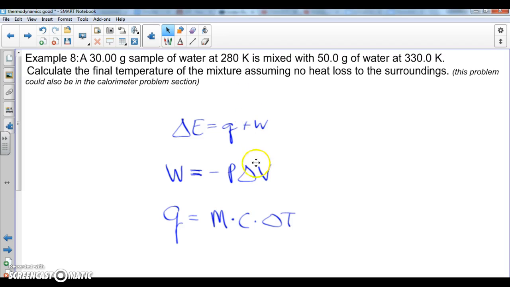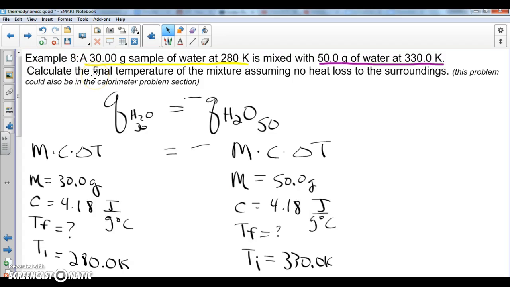So once again, if this was mixed up on a mastery quiz or test, we know we need to have T's. So we know to use this one. Okay, lots of stuff on here, but for now, focus with me for just a moment. Then I'll pause the video and give you some time. So we know that we have a 30 gram sample of water at 280 Kelvin, and it's mixed with a 50 gram sample of water at 330 Kelvin.